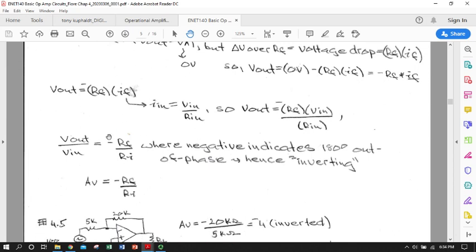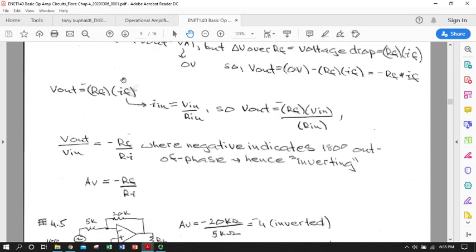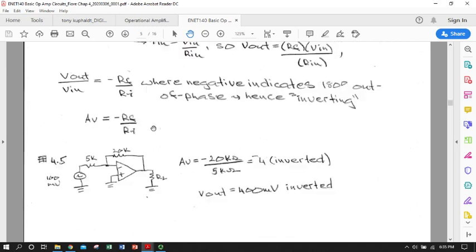Super simple. So things to remember, again, gain is being defined by values of the feedback resistor network only, and we have a negative sign here because we are flowing conventional current over a resistor and dropping voltage relative to a virtual ground. So it just falls out of our KVL.